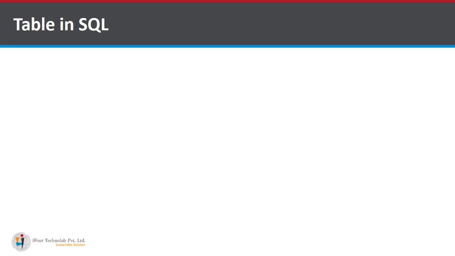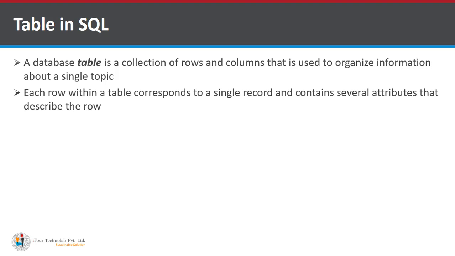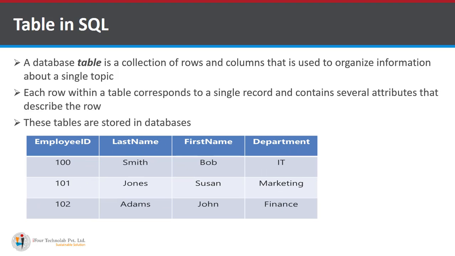Now you know that data stored in a database is in the format of tables which have columns and rows. A database table is nothing but a collection of rows and columns that is used to organize information about a single topic. Each row within a table corresponds to a single record and contains several attributes that describe the row. These tables are stored in databases. You can see here an example of a typical database table. It has 4 columns, that is employee ID, last name, first name and department, and 3 records, or you can say rows, which are stored in the table.